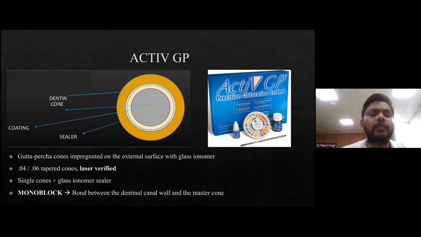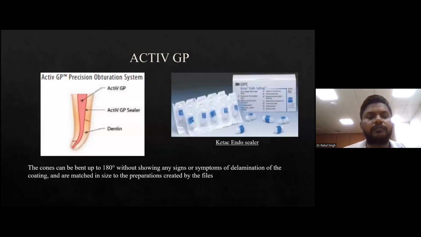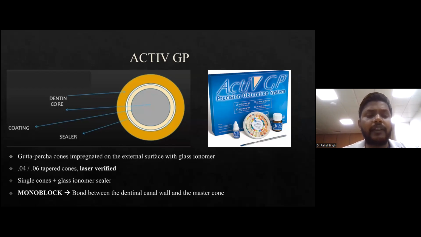And I have already explained this monoblock concept, that is the bond between the dental canal wall and the master cone. As you can see in this image, Ketac Endo sealer is nothing but a GIC sealer. These cones can be bent up to 180 degrees without showing any signs of delamination of the coating, and are matched in size to the preparation created by the files, because, as I already told, they are available in 4% and 6% tapers.